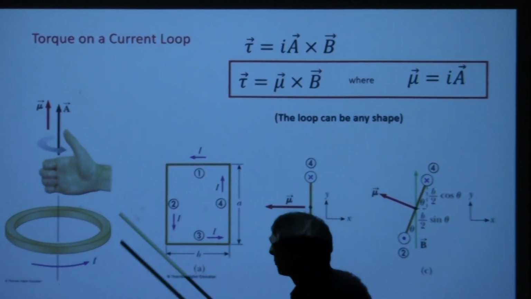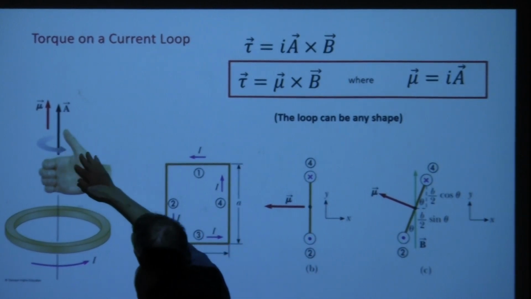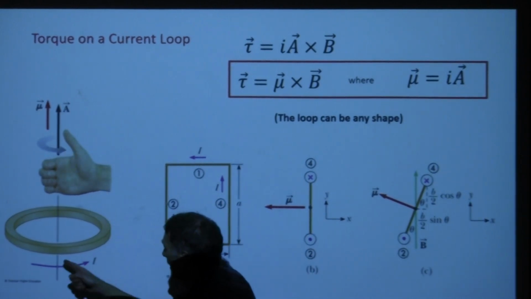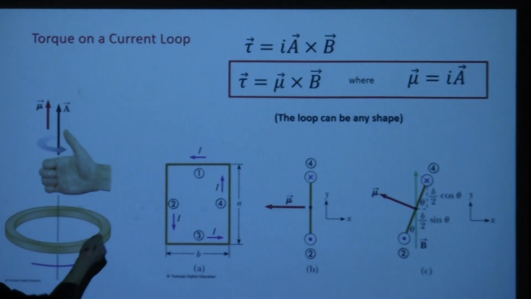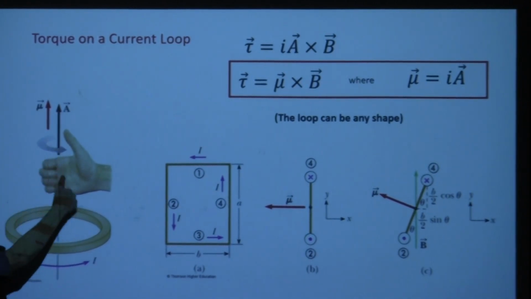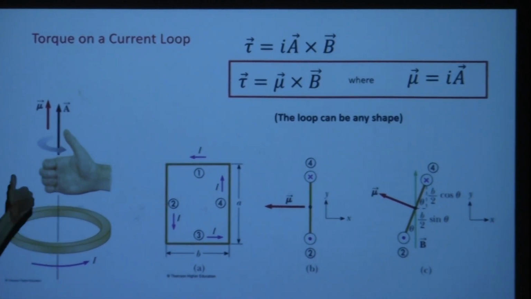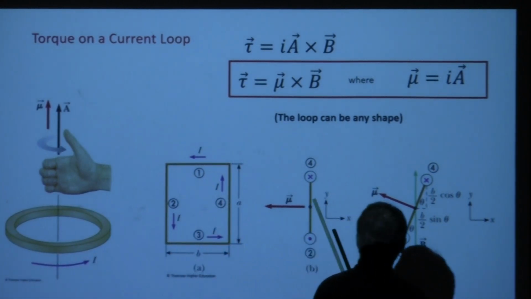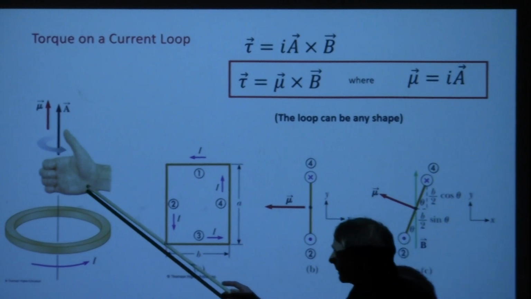And as far as the direction of the area vector, this is probably easiest to see on this kind of loop. If the current is going this way, with your right hand, the area vector is going to point this way, and this is going to be the sign convention for the area vector, rather than the other direction. So we'll definitely use this in the next section.